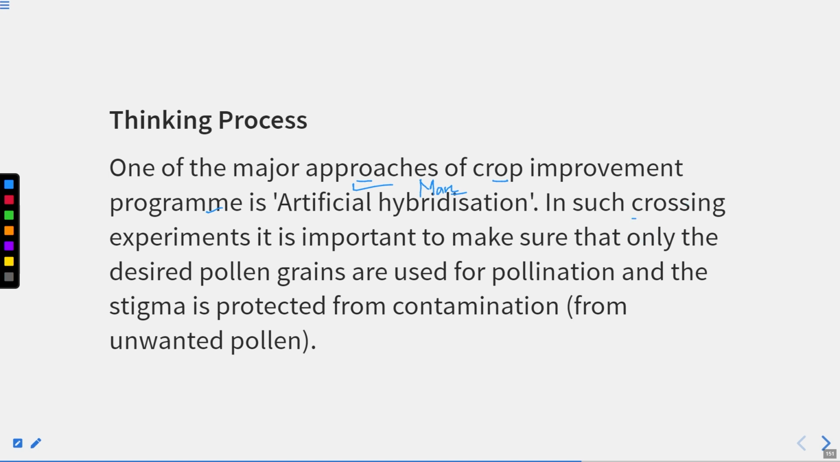Okay. Now, in such crossing experiments, it is important to make sure that only the desired pollen grains are used for pollination. Okay. And the stigma is protected from contamination from other unwanted flowers. That's why we do the bagging. We do the bagging so that the stigma is protected from contamination from other unwanted pollen grains. And we do the dusting of the desired pollen grains on the stigma. Okay, and then we rebag it.